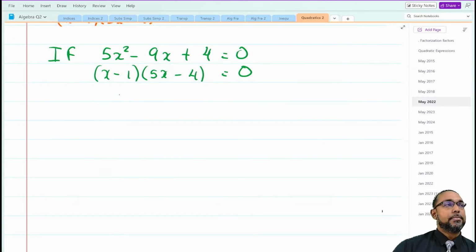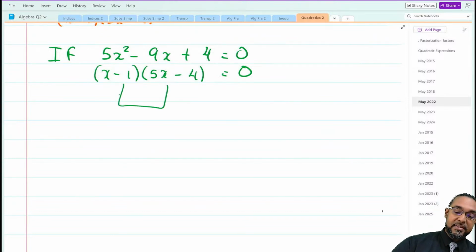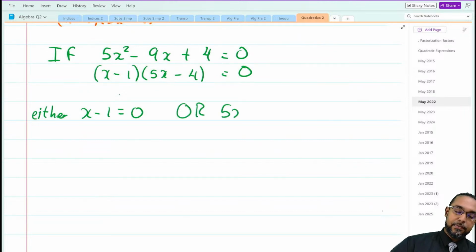So think about that. If you multiply any number of things that get 0, there's only one way to get 0 when you multiply. You have to multiply by 0. So what it means is that one of these things has to be 0. So because x is variable, we have to consider each one of them equal to 0 in a separate case. So either x minus 1 is 0 or 5x minus 4 is 0.